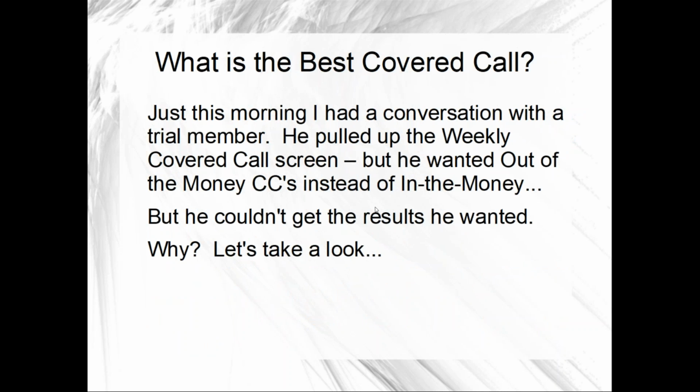Now, just this morning, I had a conversation with a new trial member. He's only logged on 2 or 3 times. He went to covered calls, and he pulled up the weekly covered call screen, the picks of the day, but the full view in the search that had about 45 results. But he saw that the results were slightly in the money based on earnings testing and strong performance. This investor only wanted to trade out of the money covered calls instead of in the money, but he couldn't get the results he wanted even though he was doing the right thing. Well, why? Well, let's take a look. I'll pause this real quick. Let's navigate over to the PowerOptions suite of tools here.